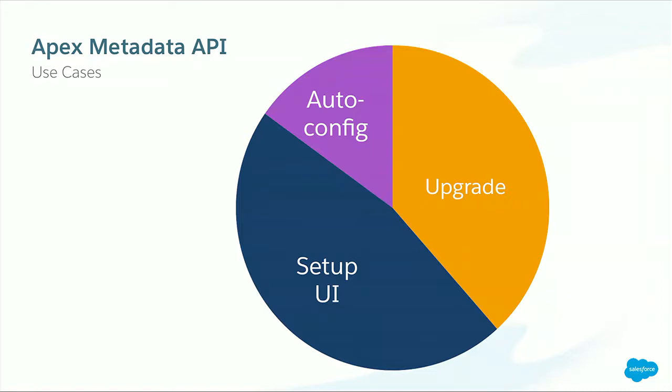The second main use case for this is around upgrades. Package upgrades oftentimes have some manual steps that have to be performed after the package gets upgraded, and the ability to access metadata directly in Apex allows developers to automate more of those steps. And the final use case is for auto configuration, where developers want to build an app that, once it gets installed, can take a look at the subscriber org, see how it's configured, and then make decisions about how it's going to configure itself based on that.